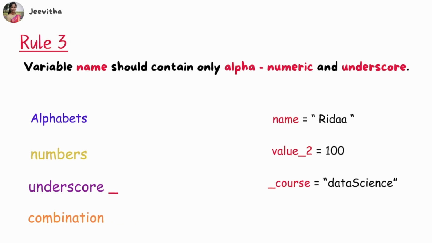And you can also create variables by including all three combinations: alphabets, numeric, and underscore, something like this. Year underscore 2024 equals 30. So this is how you can create a variable by including alphabets, numeric, and underscore. Remember, a number can be in any position except at the start position.